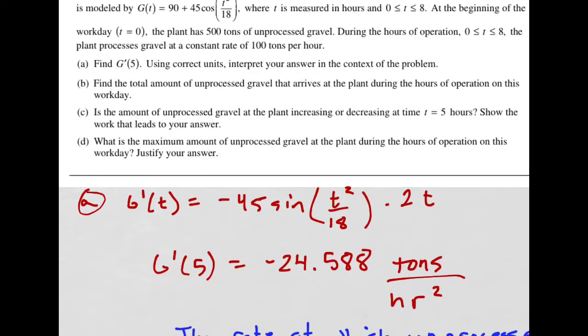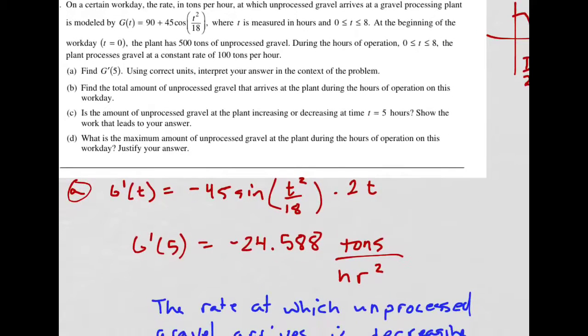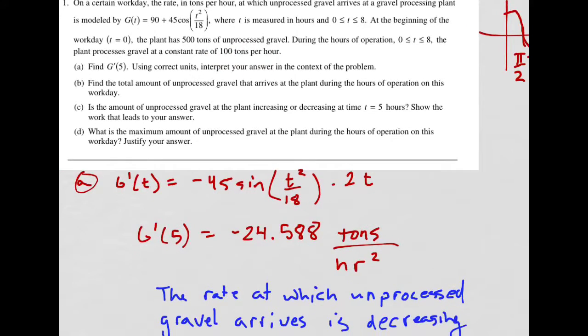Part C. Is the amount of unprocessed gravel at the plant increasing or decreasing at time T equals 5 hours? This is exactly like the problem that we did before. We do have to have the rate at which it's arriving and the rate at which it's leaving. We have to combine those. Well, if we're leaving this, we'll say minus 100.